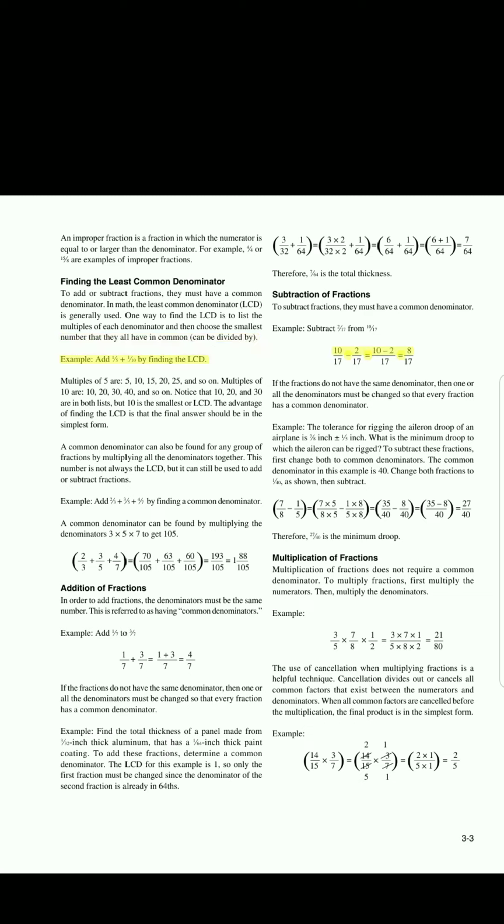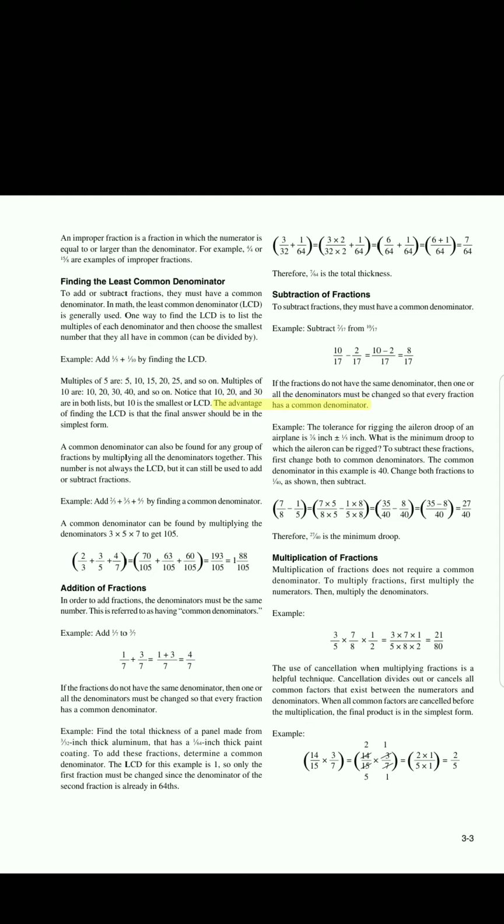Add 1/5 plus 1/10 by finding the LCD. Multiples of 5 are 5, 10, 15, 20, 25, and so on. Multiples of 10 are 10, 20, 30, 40, and so on. Notice that 10, 20, and 30 are in both lists, but 10 is the smallest for the LCD.